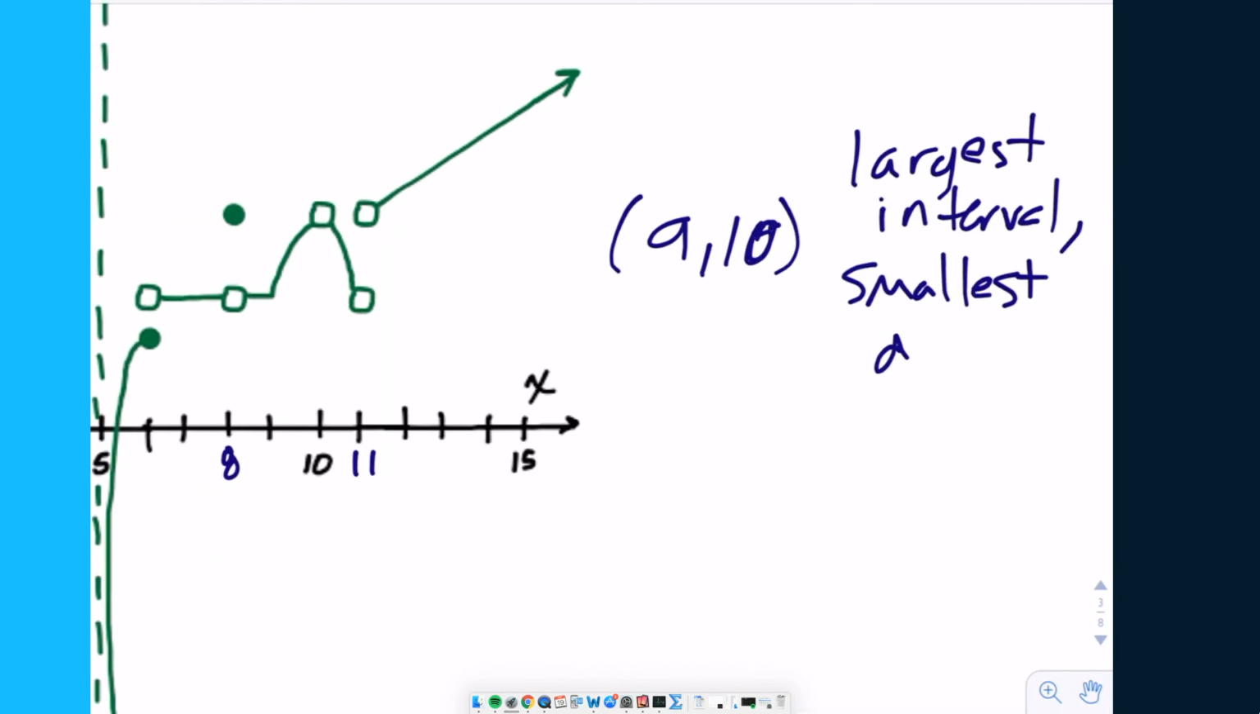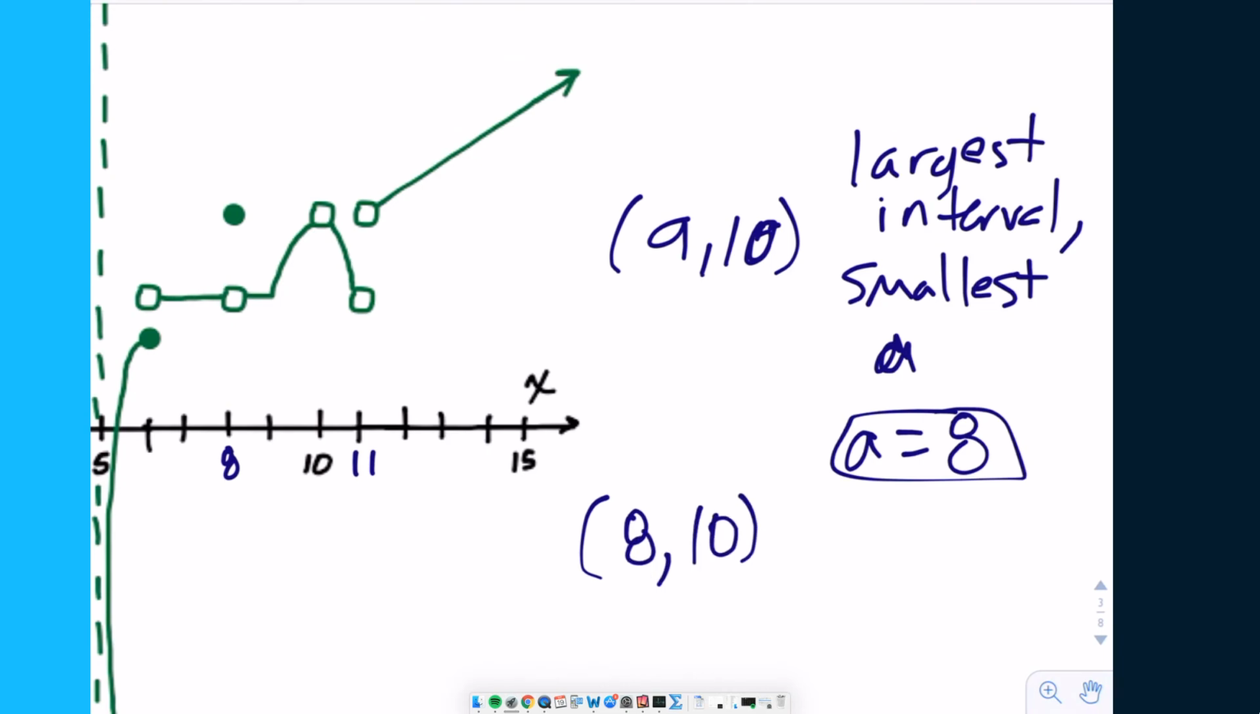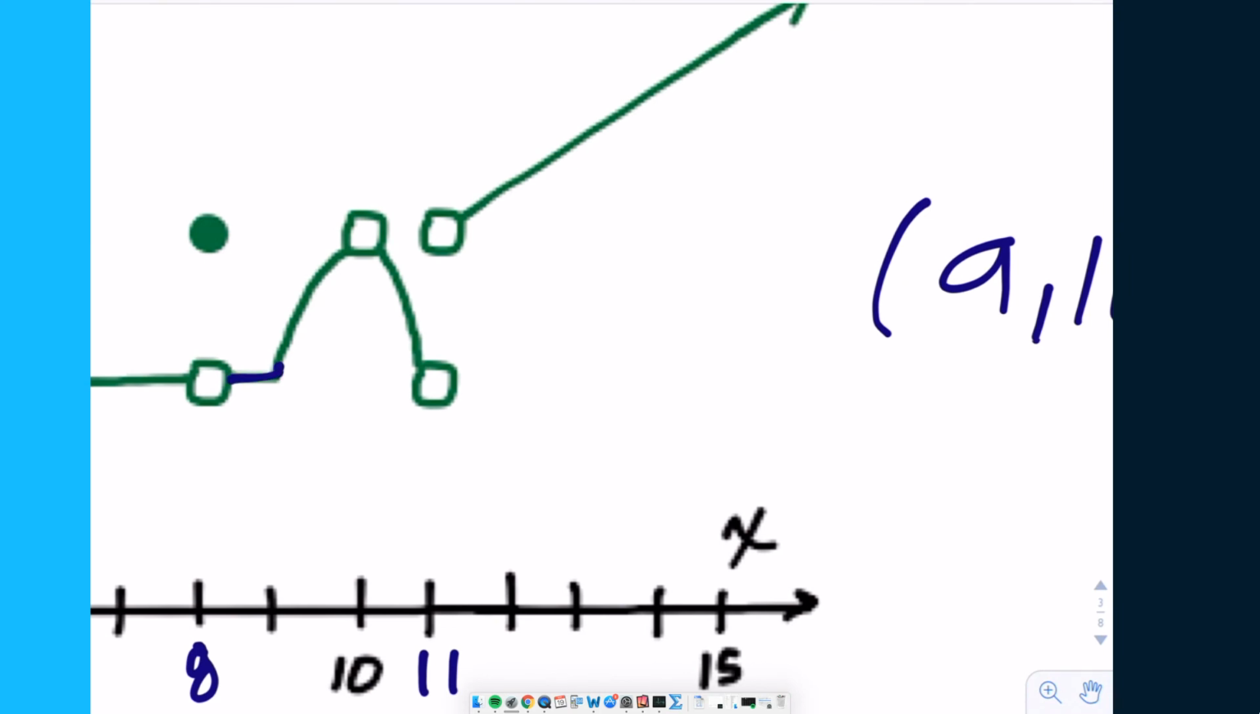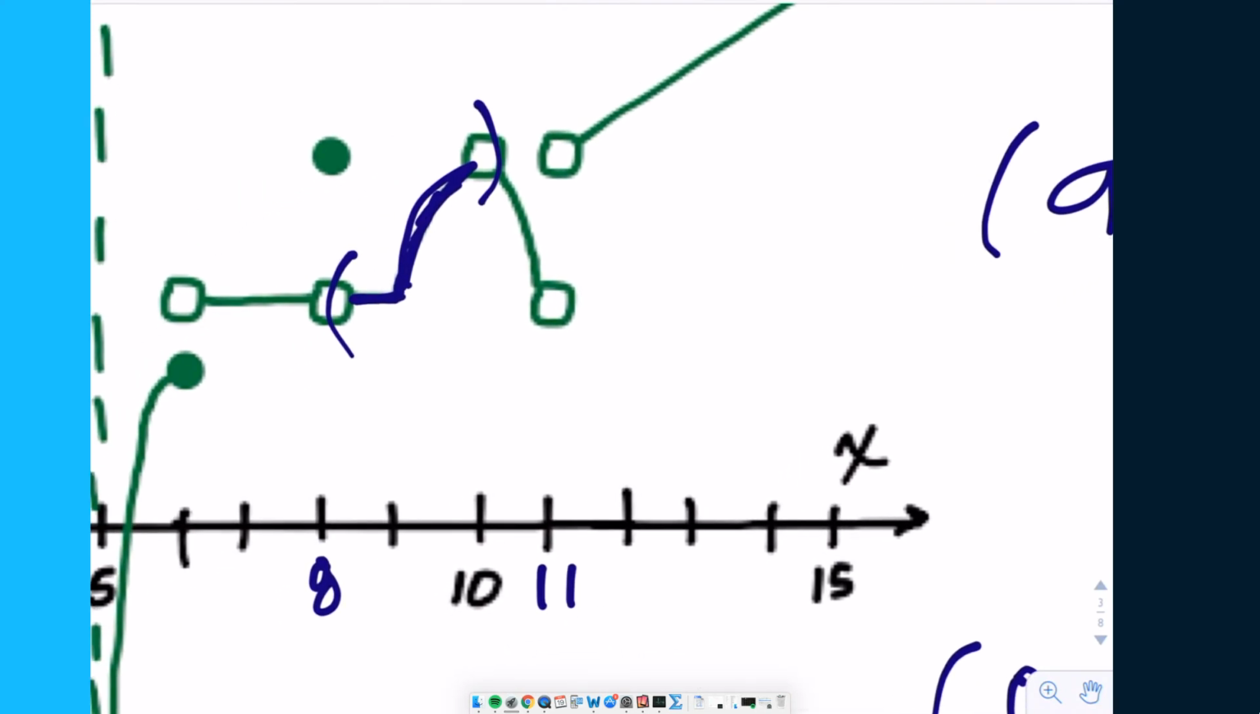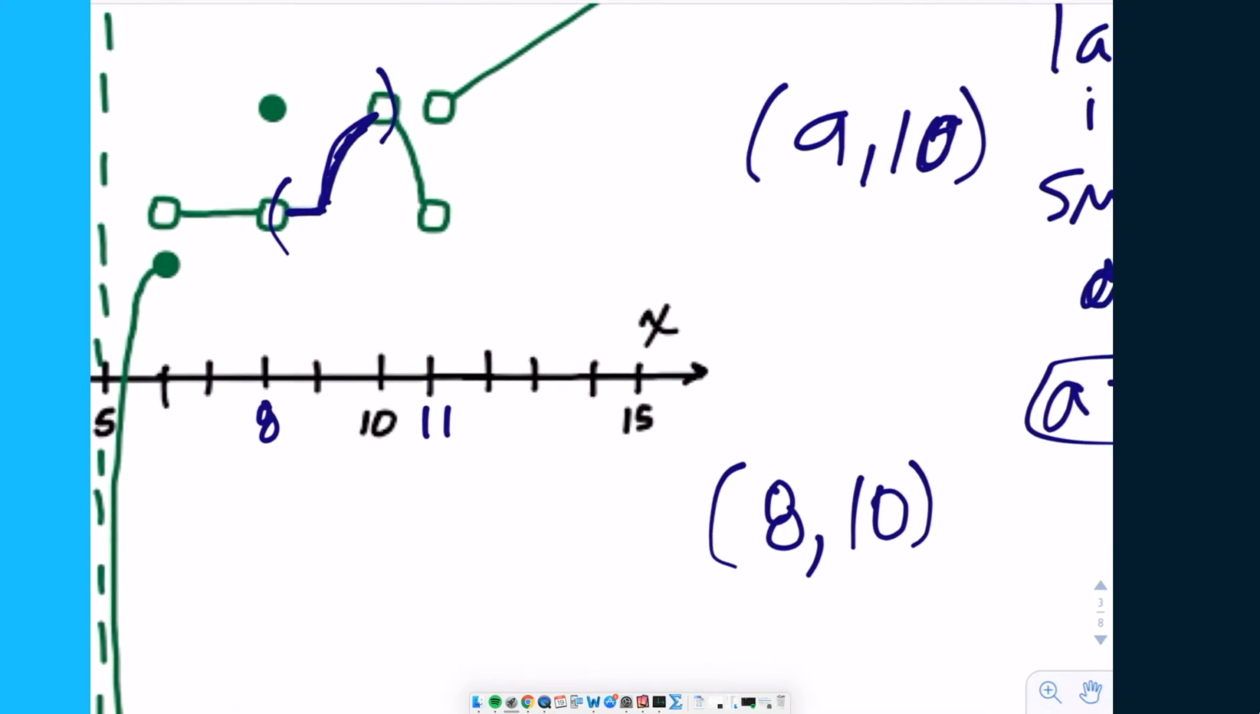Anyone get it? 8? You think it's 8? So you're saying that the largest interval with 10 as an upper bound would be 8. So that would be the interval from 8 to 10, which would be here up to here. Yep, I totally agree with you. Because when we let the left bound equal 8, I cannot include 8, but notice it's not saying we have to. There's a parenthesis around A. That gives you the largest interval from 8 to 10.